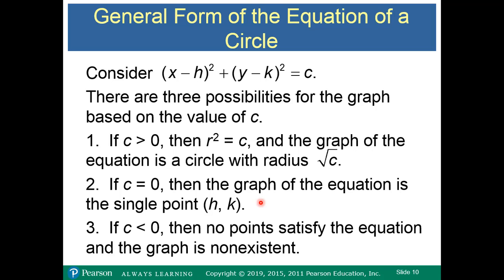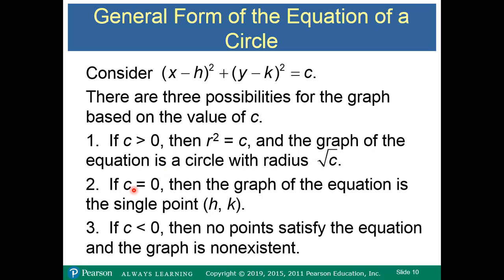So let's consider this form. There are 3 possibilities for the graph based on the value of c. Remember, this is the radius. So what could c be? C could be positive. So if c is positive, then r squared equals c. And so then we can find r by taking the square root of c.